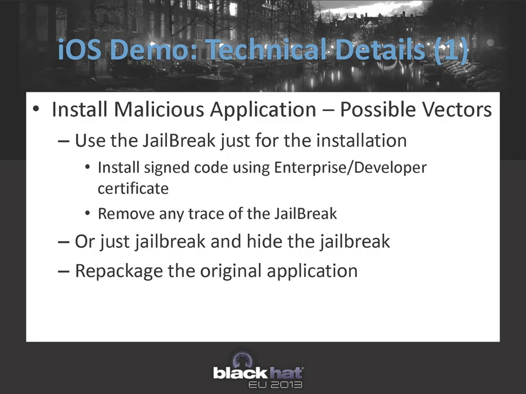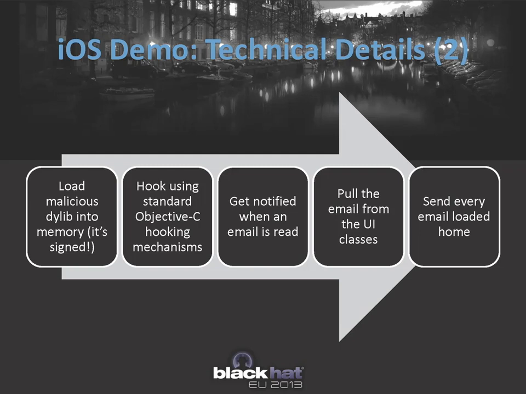Now, another third solution is to repackage the original application. If you're targeting a specific application, you can basically take it and repackage it so that you can have your malicious code as part of the original application. So once we have our malicious dynamic library loaded into memory, and we'll go into that in a minute, we can hook the application using standard Objective-C hooking mechanisms. Once we do that, the only thing we need to do is get notified when an email is being read, when it's being displayed on the UI. We have to pull the email out of the UI, and then we just have to send it home. And we do this for every email that's read, as it's being read.